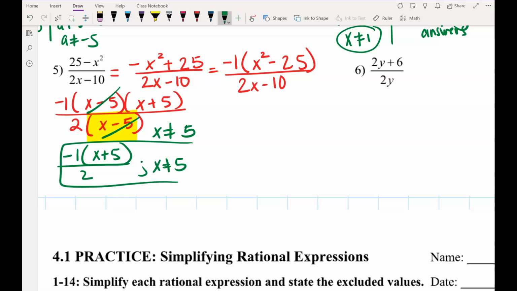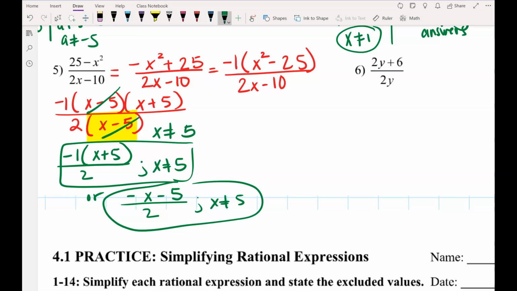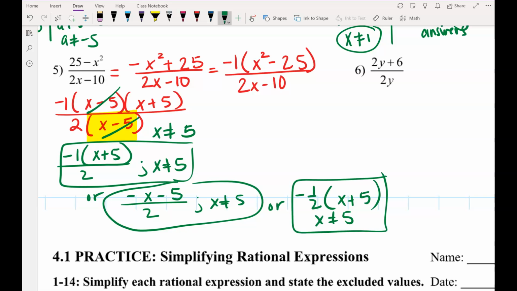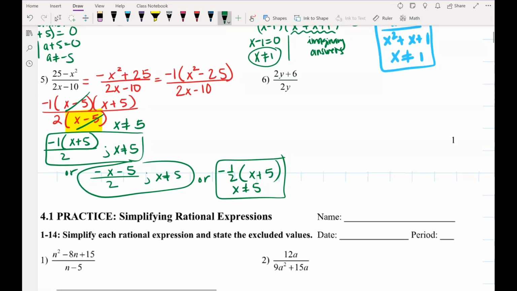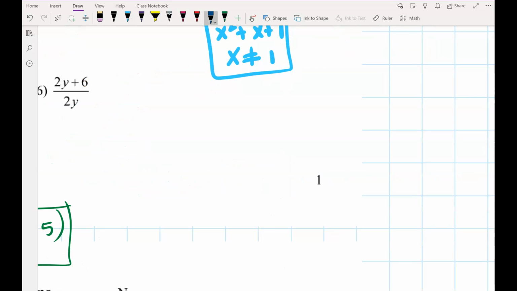Now, if you want to distribute that negative out, that's okay too. You can have negative x minus 5 all over 2 with, again, restrictions, right? Would it be okay to write it like this, negative 1/2 times x plus 5? Yes, all of these are equivalent. Again, if you can see the restriction, go for it. Cancel it out, baby. All right, guys, example 6, let's rock and roll.